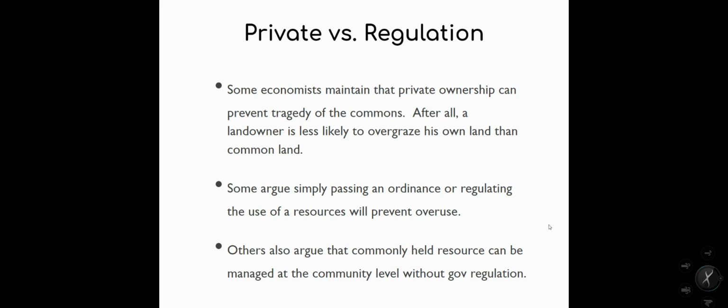Others also argue that commonly held resources can be managed at the community level. So, can people work together for the common good? I would say that history largely dictates no, but it is a hypothesis, it is a theory.